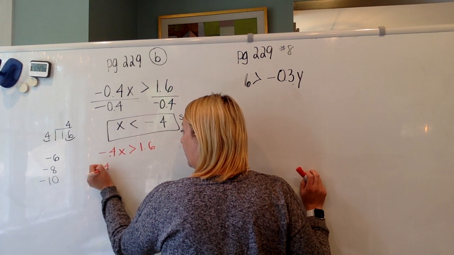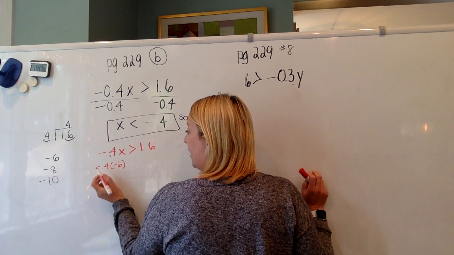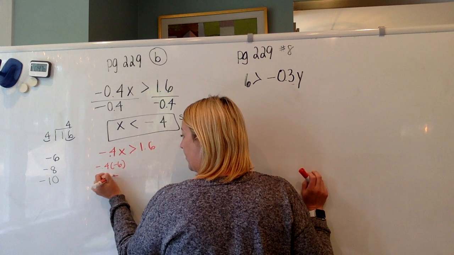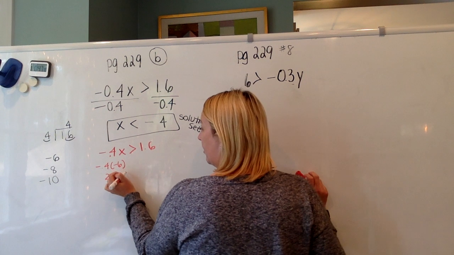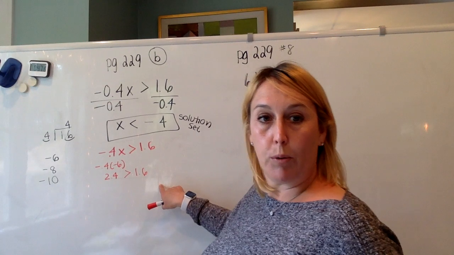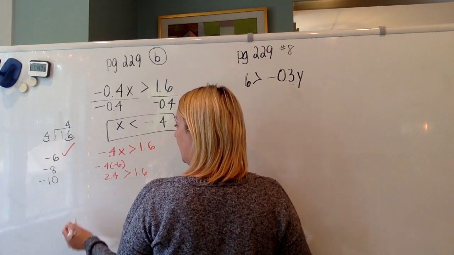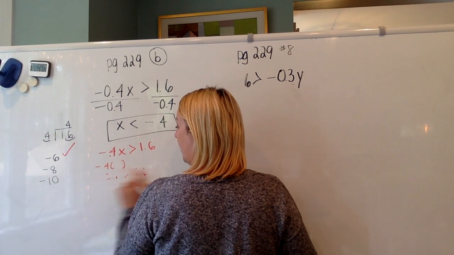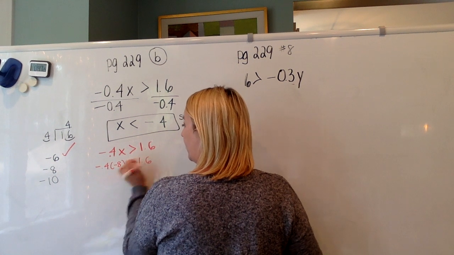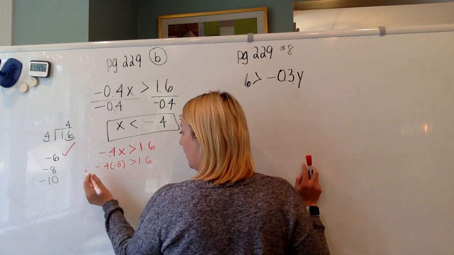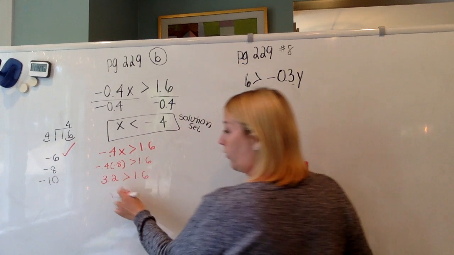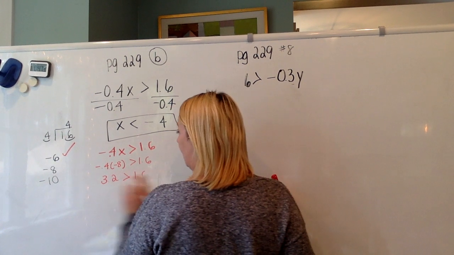So negative 0.4 times negative 6. Negative 0.4 times negative 6 is going to be positive because a negative times a negative is a positive. It's going to be 2.4. Positive 2.4 is greater than 1.6. So we know that one worked. All right, let's try it with substituting negative 8 for this value. Let's see if it still works. Negative 0.4 times negative 8. Negative times a negative is a positive. 3.2. And of course, 3.2 is greater than 1.6. So we know we did it correctly.